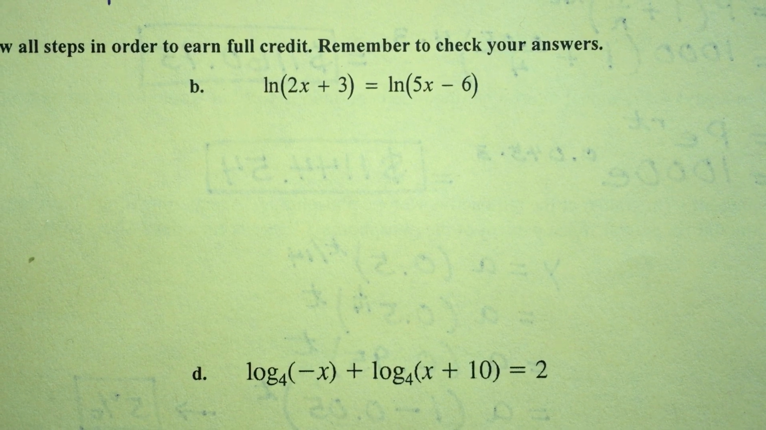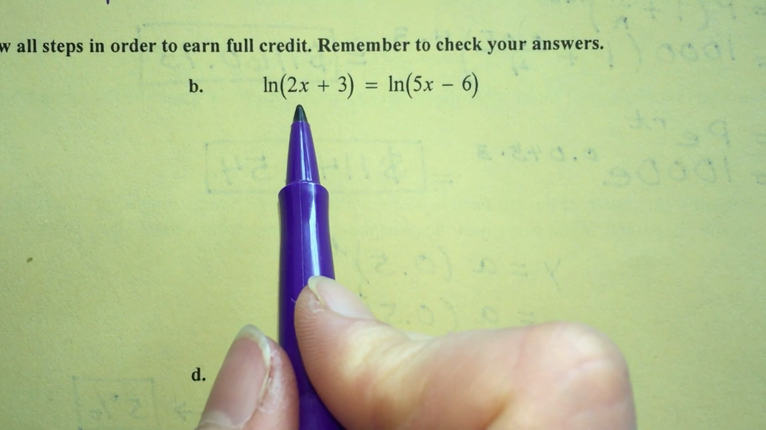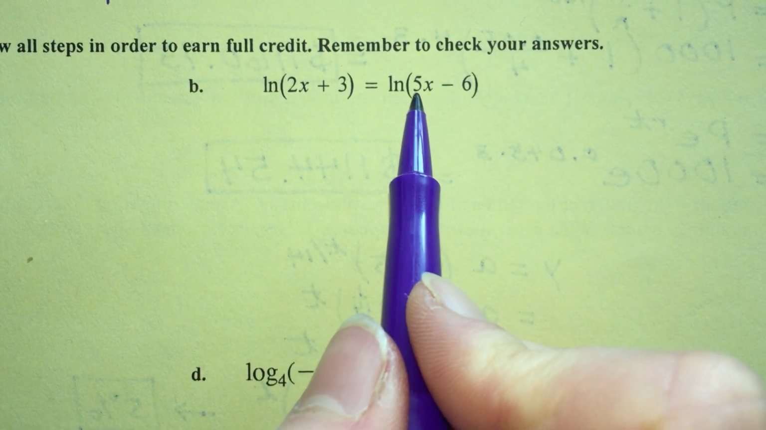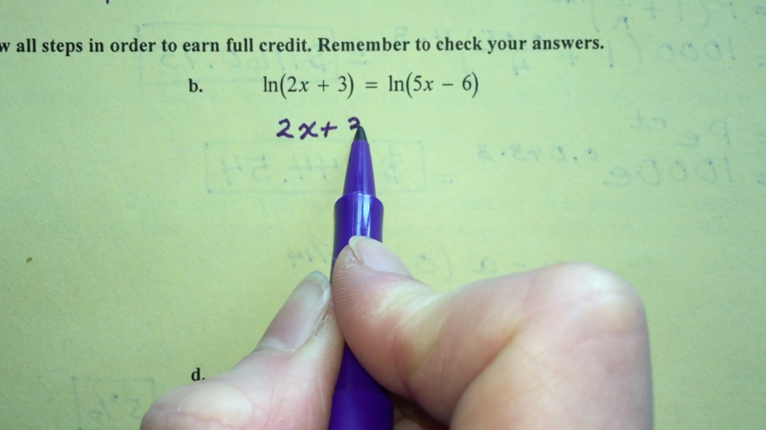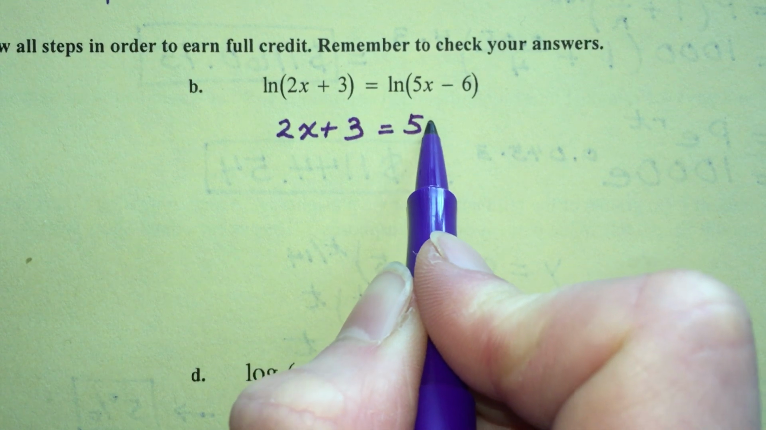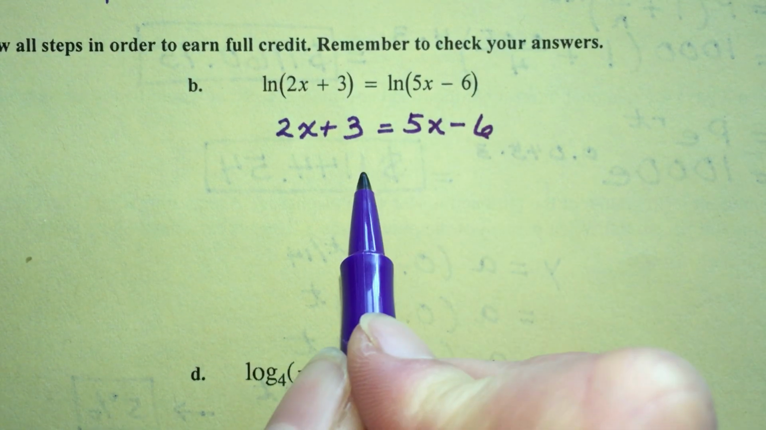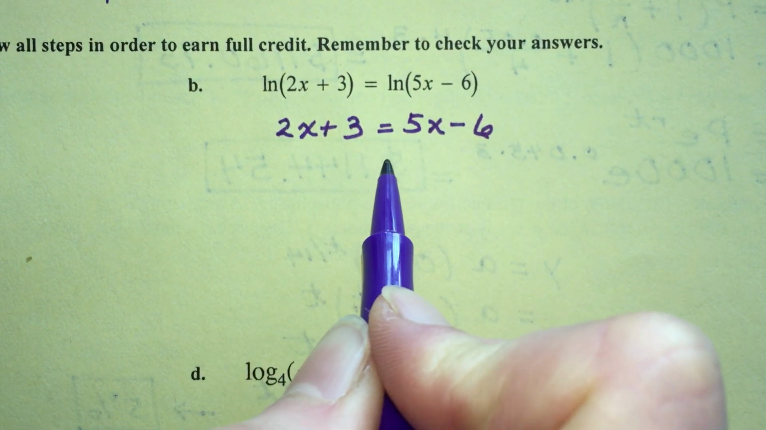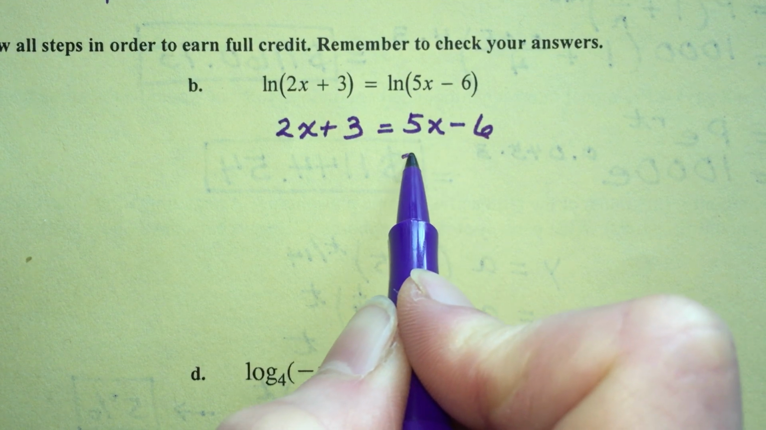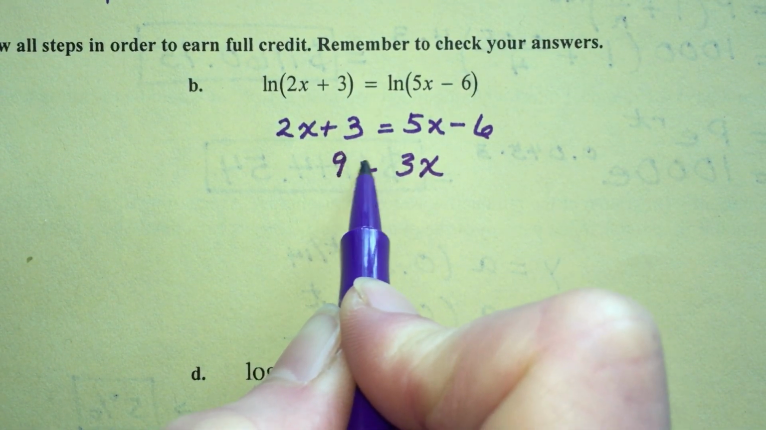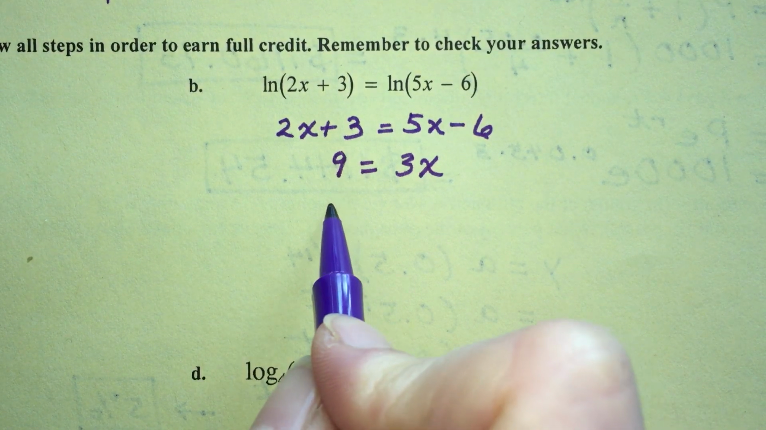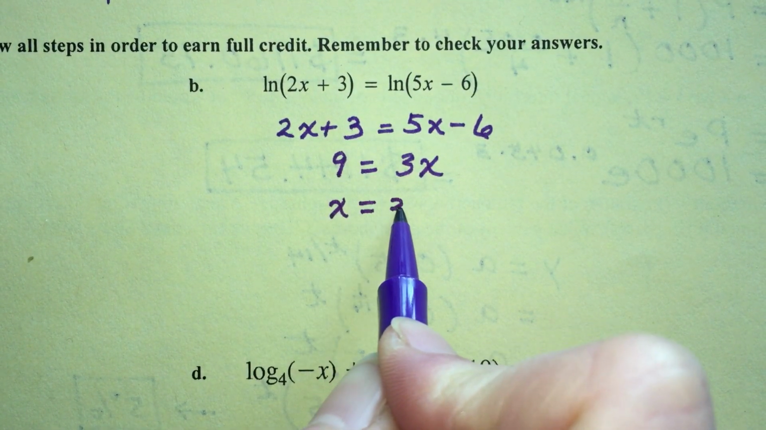Over here we already have natural logs, same base on each side. They're both base e. We can equate the answers to the logs. So 2x plus 3 equals 5x minus 6. Subtract 2x, and then you're going to get a 3x over here. Add a 6 to each side, and you're going to get a 9. Divide by 3, and we have x equals 3.